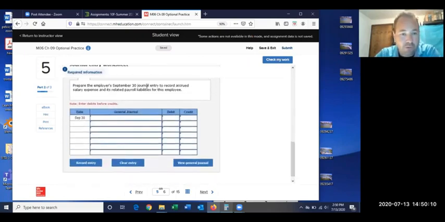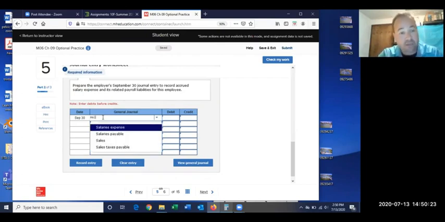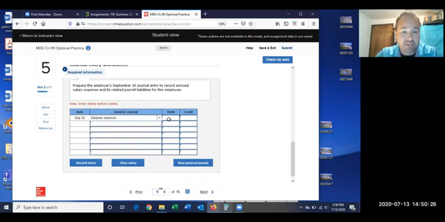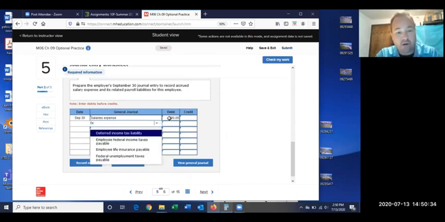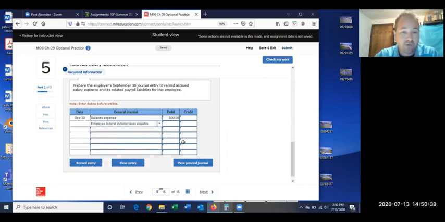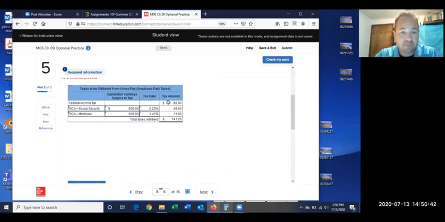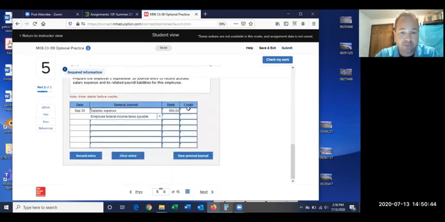So we're going to record the employer's September 3rd journal entry to the salary expense. We're just doing part 1 on this problem, and we're going to do the second journal entry in number 6. So we've got our salary expense for the $800. That's how much they owed. Now I have to take out all of the taxes. The first one they gave us was the federal income taxes. That one was $80, so that comes out of the paycheck.